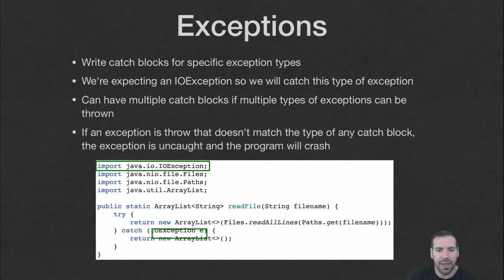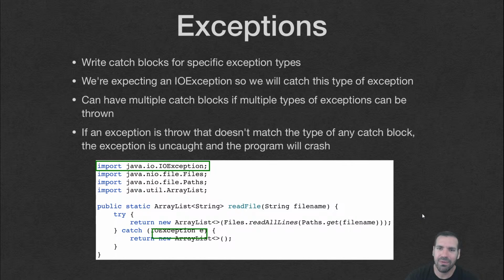And you can have multiple catch blocks. The only exception we're going to catch in 116 is the IO exception for a file not found. But if we had code that was expected to throw multiple different types of exceptions, like if you want to catch a divide by zero exception, for example, you can have multiple catch blocks, and then you jump to the catch block matching the exception type that was thrown.